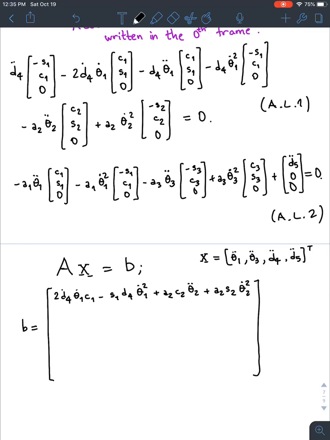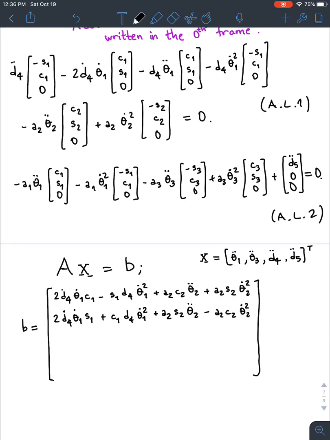The second element of B looks like 2 d4 dot theta 1 dot sine 1 plus cosine 1 d4 theta 1 dot squared plus a2 sine 2 theta 2 double dot and then a minus a2 cosine 2 theta 2 dot squared.